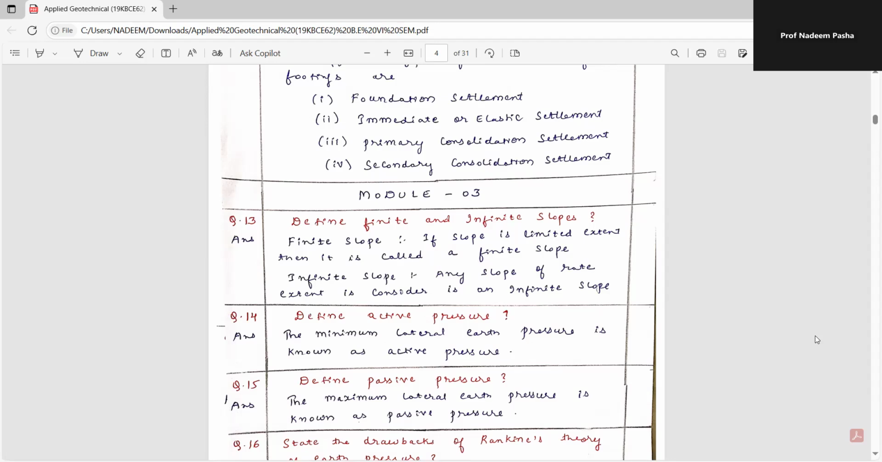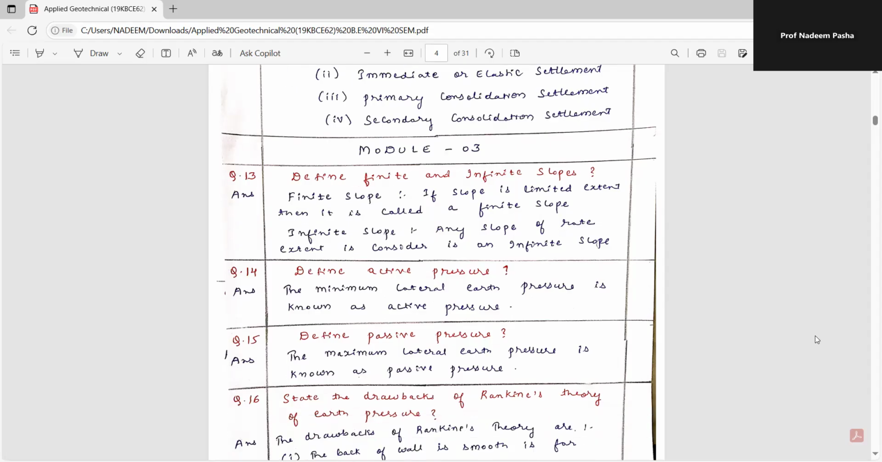Minimum lateral earth pressure is known as your active pressure. Define passive pressure. Maximum lateral earth pressure is known as your passive pressure. So active pressure and passive pressure are opposite to each other. Active pressure is minimum lateral earth pressure, whereas passive pressure is maximum lateral earth pressure.